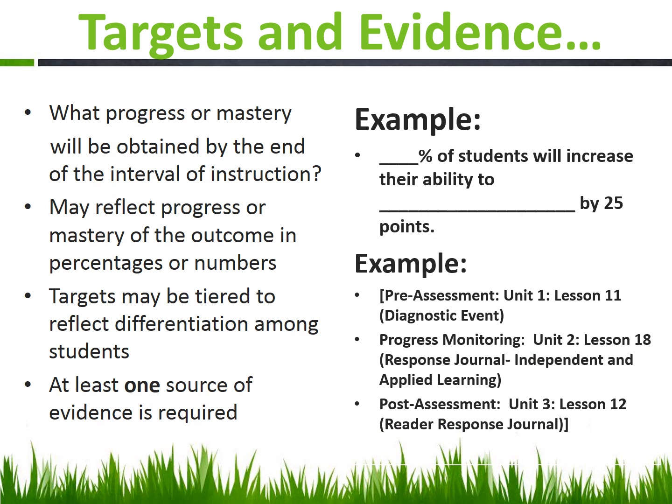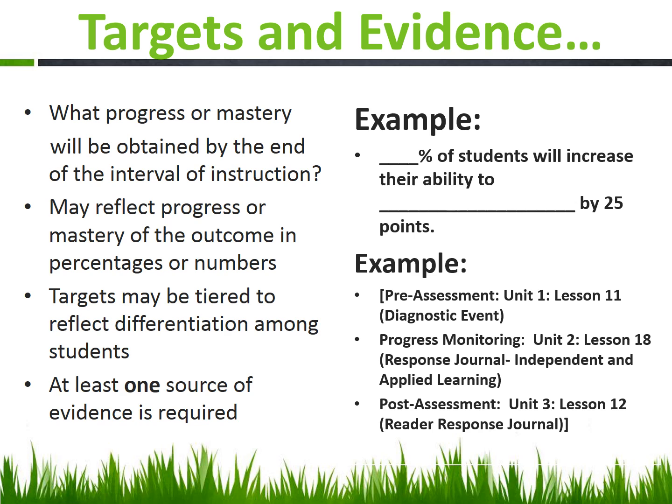So the first thing, after you figure out what you want to focus on, is looking at your targets and evidence. You want to consider these questions. What progress or mastery will be obtained by the end of this interval of instruction? How are you going to reflect the progress and mastery of the outcomes in percentages or numbers? Targets may be tiered, because if you're looking at a group that is very diverse, you may decide that not everyone will be able to attain the same goal. You also need to be able to look at one source of evidence to show what students were able to attain within that time frame.